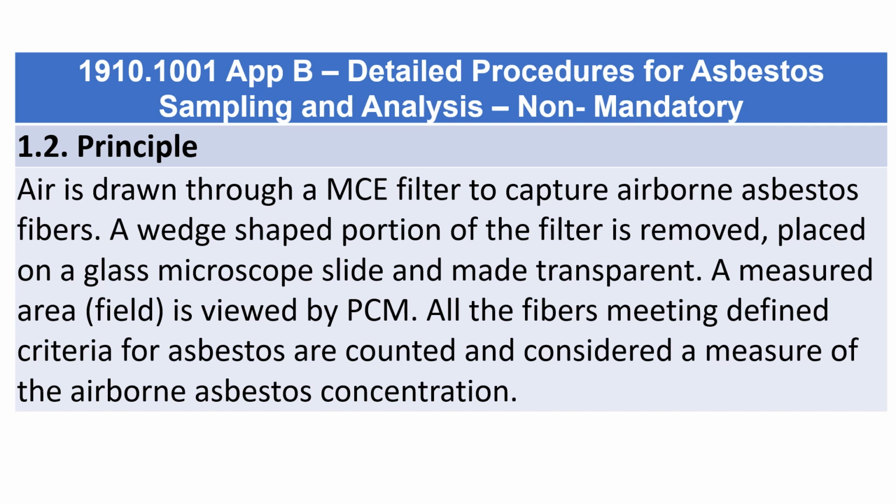Air is drawn through a MCE filter to capture airborne asbestos fibers. A wedge-shaped portion of the filter is removed, placed on a glass microscope slide and made transparent. A measured area, field, is viewed by PCM. All the fibers meeting defined criteria for asbestos are counted and considered a measure of the airborne asbestos concentration.